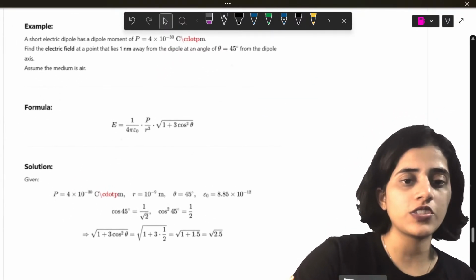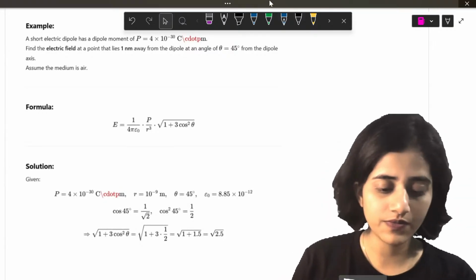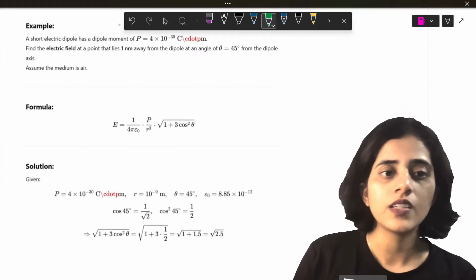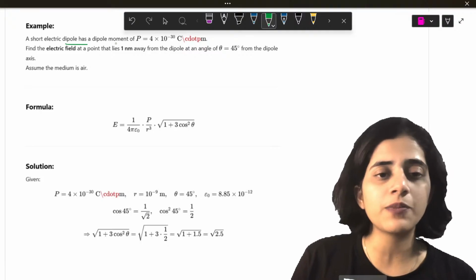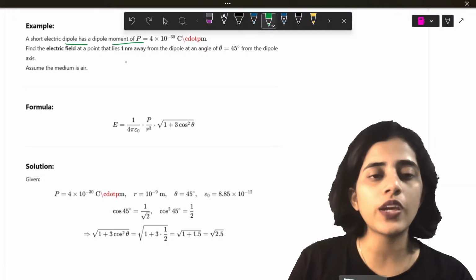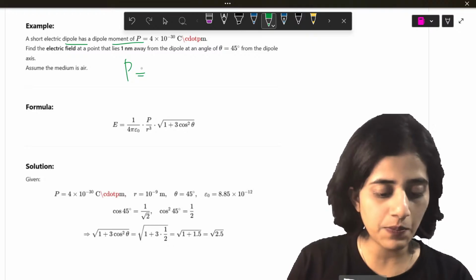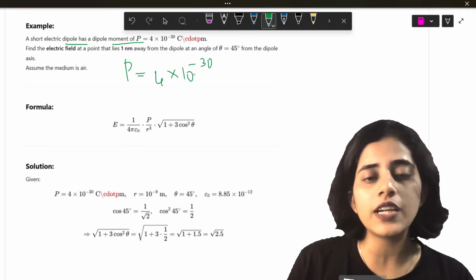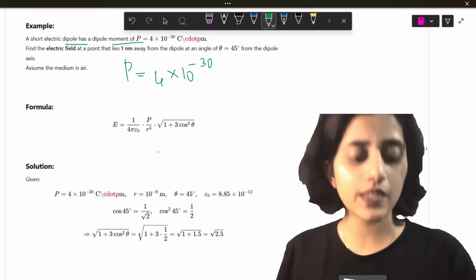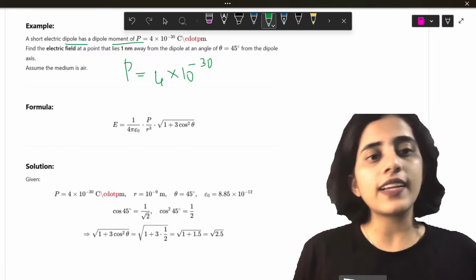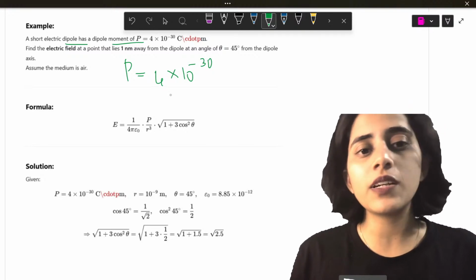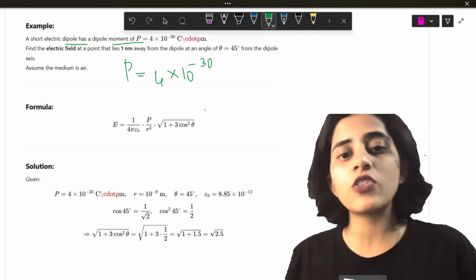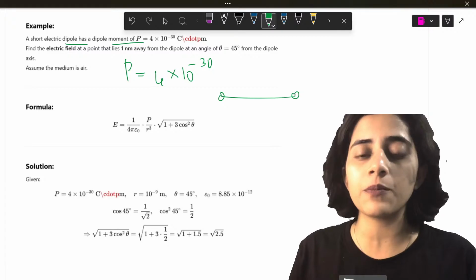Let's look at the question. A short electric dipole has a dipole moment of P, and this is equal to 4 into 10 raised to minus 30. Now we have to find out the electric field at a point that is 1 nanometer away from the dipole. So if I draw the diagram, this will be the dipole.